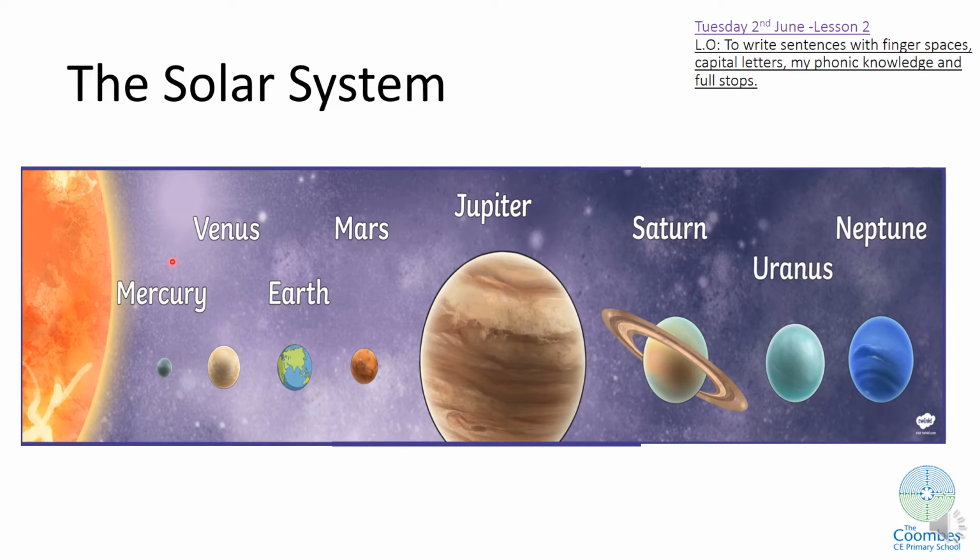And then as we move along this picture, we have got the 8 different planets in our solar system. So we have the smallest one here, which is Mercury, and then we have Venus, then we have Earth, where we live. Then we have Mars. Then the biggest planet, Jupiter. Then Saturn. Then Uranus. And the planet that's the furthest away from the Sun is Neptune.